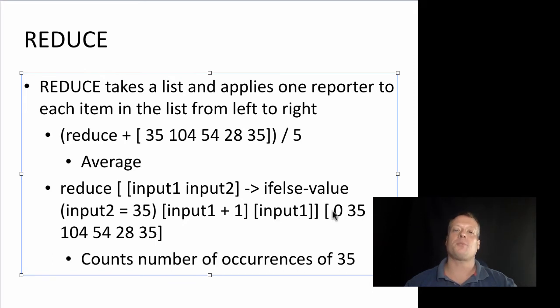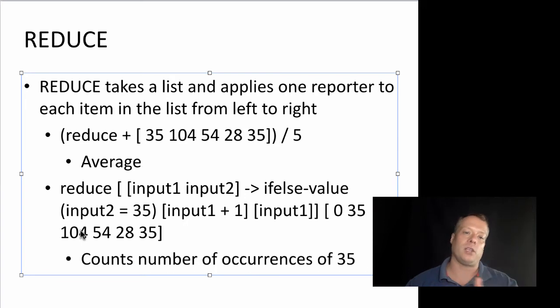And so we create our list, but we put a 0 on the end to start the counter, because that's going to be input 1, right? And we're going to do 0, and then we're going to check to see if input 2 equals 35. If it does, then we're going to increment that to 1. And now we're going to go to the next one for input 2.